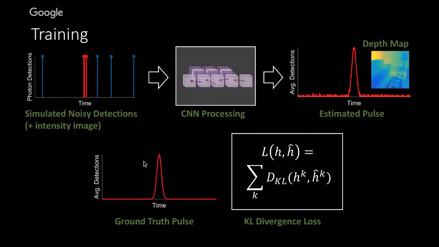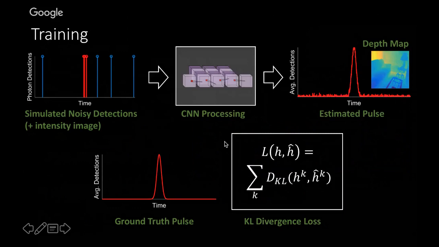So here's an illustration of what I mean. On the left here, we have a histogram representing noisy detections. A few of these photons are due to our laser light source. A number of these photons are due to ambient light that's present as well. And what I'm not showing here is that we also include an intensity image. And we train a convolutional neural network to take this as input and then output this histogram where it basically removes the ambient component and we fit a pulse to the data.